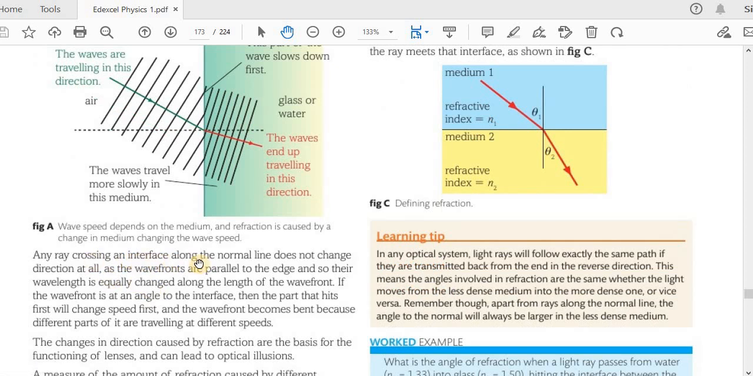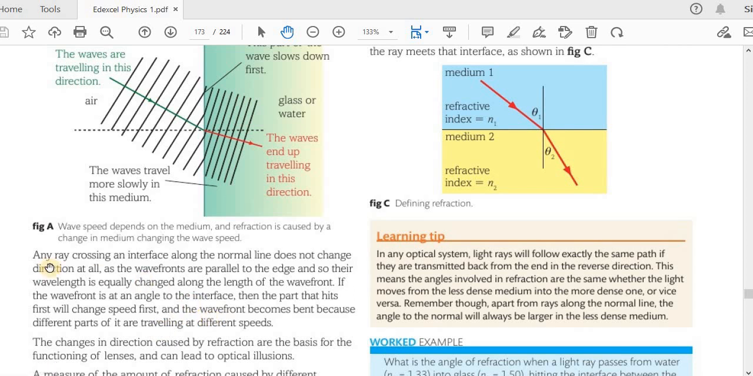Any ray crossing an interface along the normal line does not change direction at all, as the wave fronts are parallel to the edge, and so their wavelength is equally changed along the length of the wave front. If the wave front is at an angle to the interface, then the part that hits first will change speed first, and the wave front becomes bent because different parts of it are traveling at different speeds. So this is what I mentioned earlier.